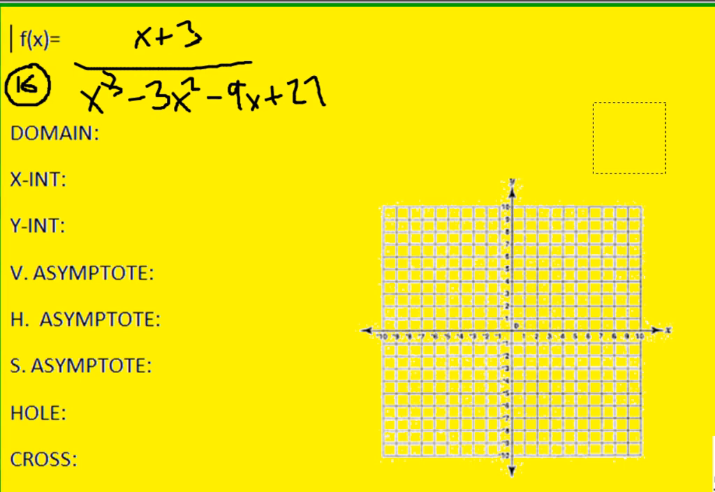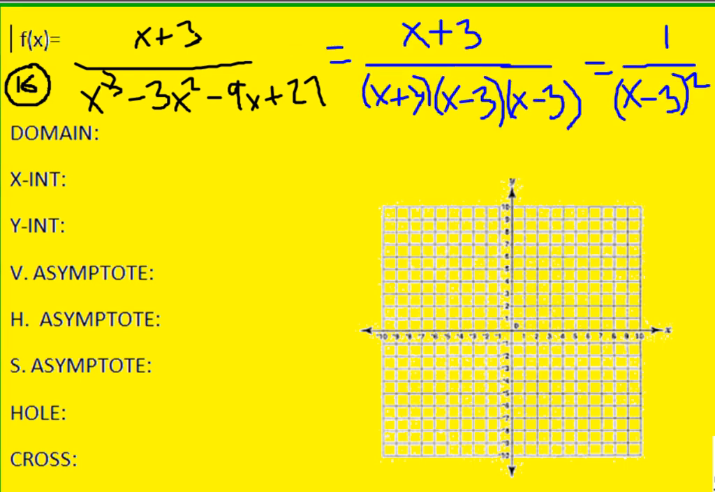Here's a bit of a funky looking problem with a graphing of a rational equation. Start by factoring, and what's going to happen is your whole numerator is going to go away. Your bottom, you had to factor by grouping, and we're left with 1 over (x minus 3) squared.